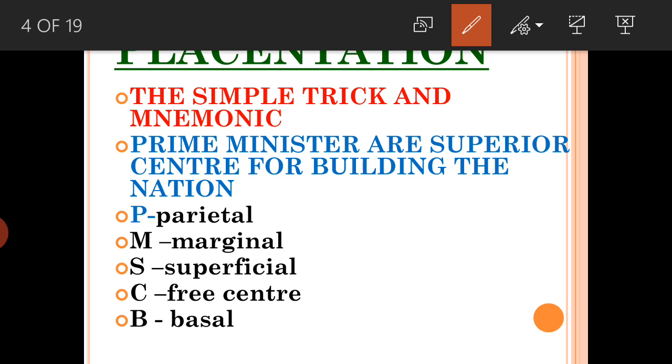Here is a trick to remember the 6 types of placentation. We all know the Prime Minister or the superior center for building the nation. That is the trick here. Prime Minister: P stands for parietal, M stands for marginal. Superior: S stands for superficial and center stands for free center. Building stands for basal.